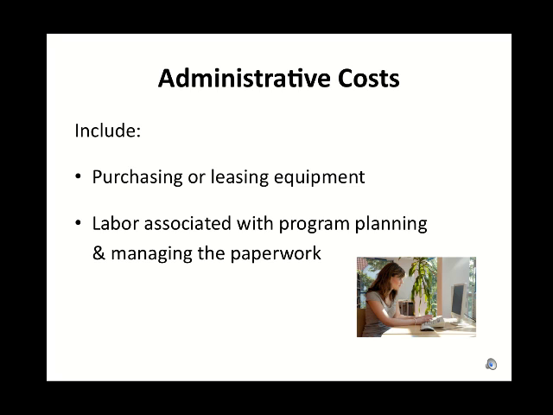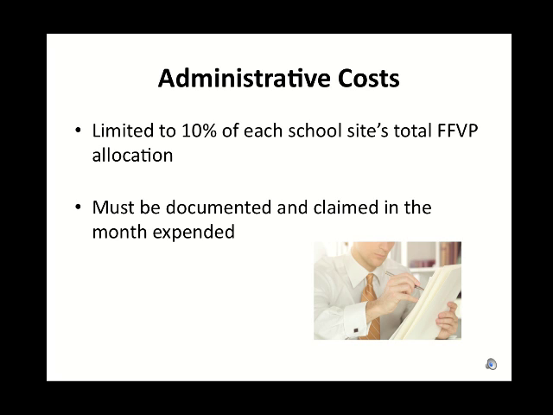The money can be used to either purchase or lease equipment, such as a refrigerator, or maybe a cart for transporting fruits and vegetables, or it can be used to pay for the labor hours of your food service manager or whoever has been assigned responsibilities directly associated with program planning and paperwork. The administrative costs are limited to 10% of each school site's total fresh fruit and vegetable program allocation for the year. This dollar value was specified in your school's award letter.